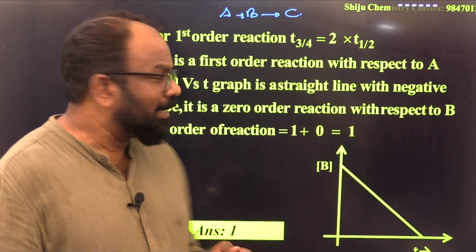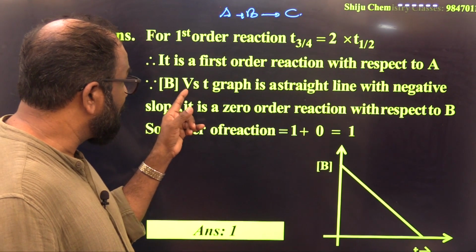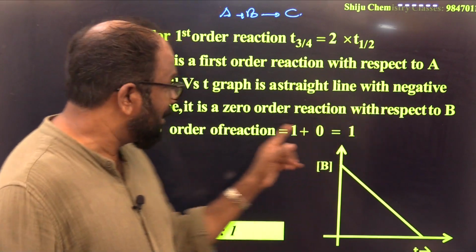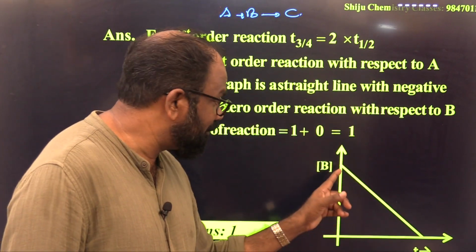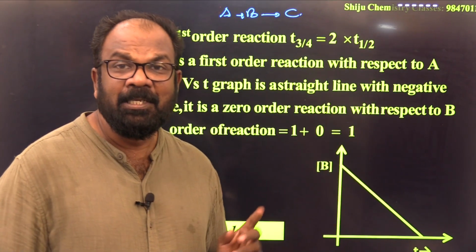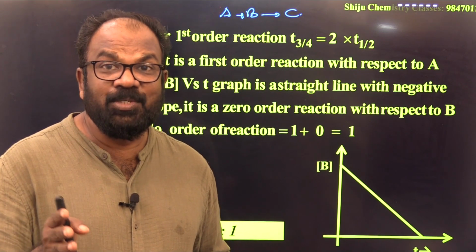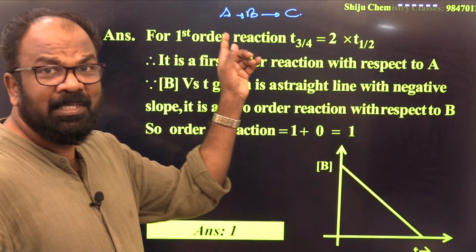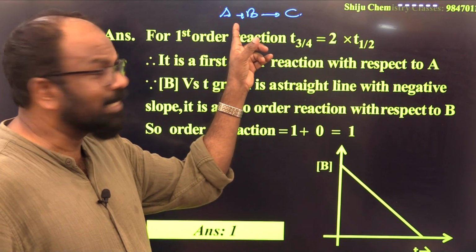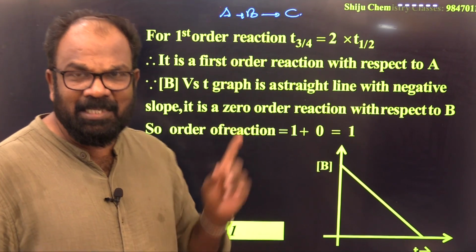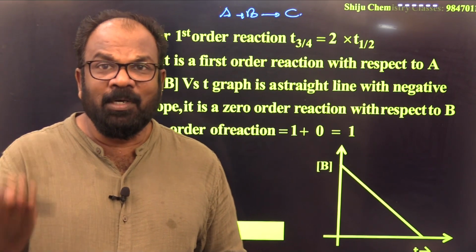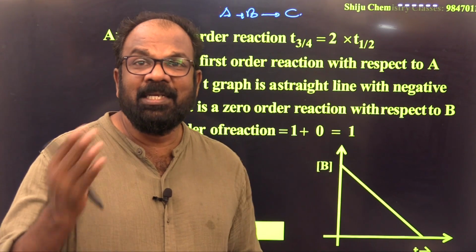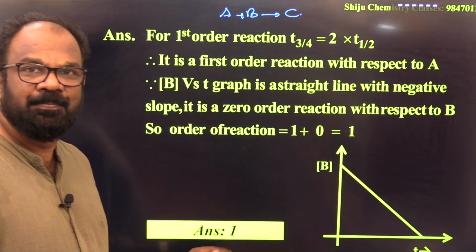It is also given that when concentration of B is plotted against time T, the graph is a straight line with a negative slope and a positive intercept on the concentration axis. Therefore, it is a zero order reaction with respect to B. There are only two reactants in the reaction. With respect to A, it is a first order reaction, and with respect to B, it is a zero order reaction. Therefore, overall order of reaction is equal to 1 plus 0, that is equal to 1. So here the answer is 1.